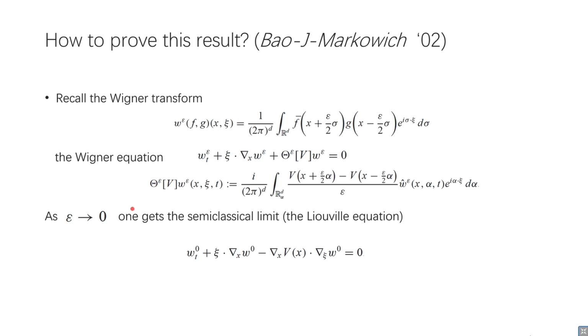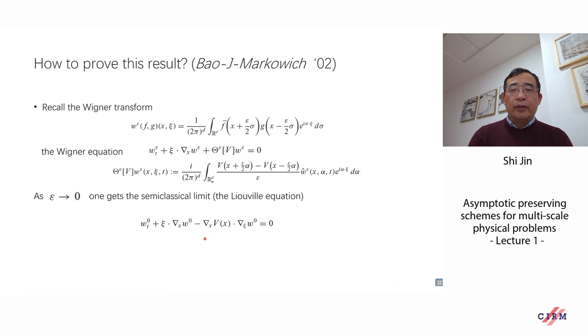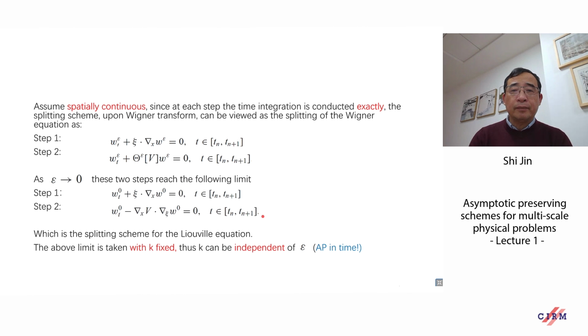From this, if you take epsilon going to 0 and do a Taylor expansion on this V, you get the classical Liouville equation. That's the classical limit, the asymptotic transition from the Schrodinger equation, or the Wigner equation, to the classical limit as epsilon goes to 0. Now we want to prove that this discretization also has a discrete Wigner to discrete Liouville transition when epsilon goes to 0. That's what we mean by AP.